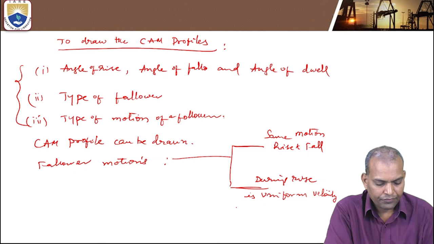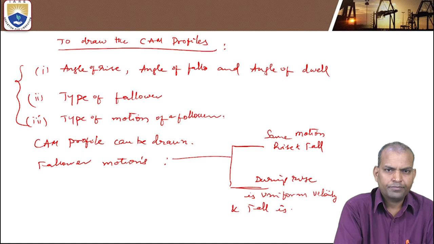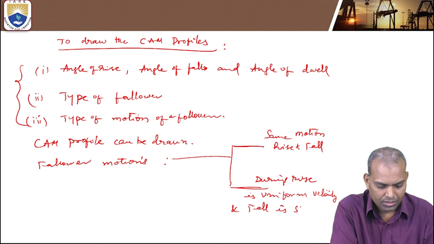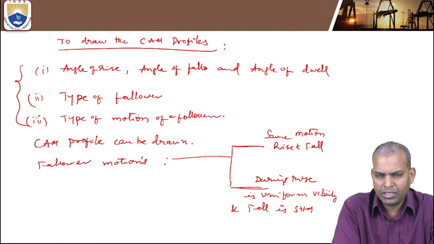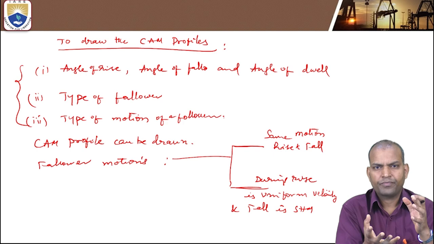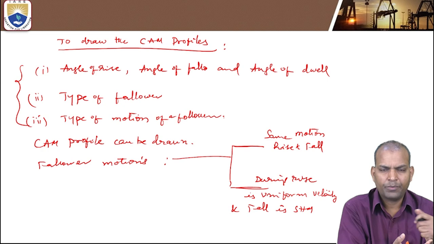and during fall it can become any one type. It is different, that is what the meaning is. During fall is SHM, during rise is one type of motion, and during fall is another type of motion. In these combinations, the shape of the cam, or the shape of the profile of the cam, is different.